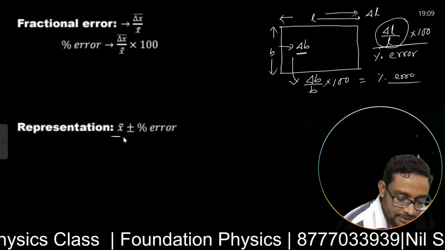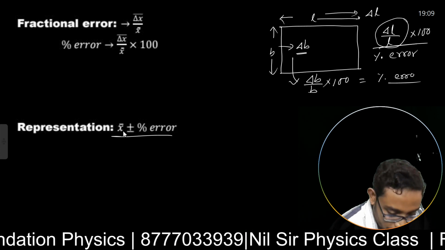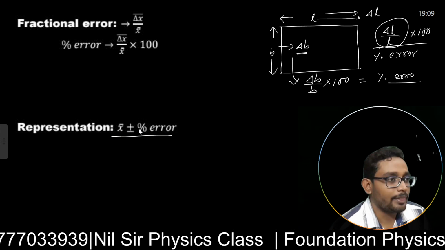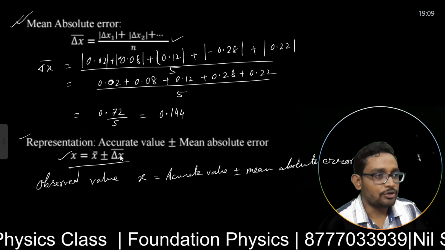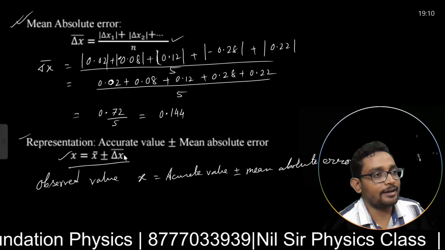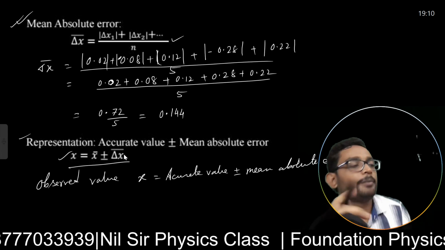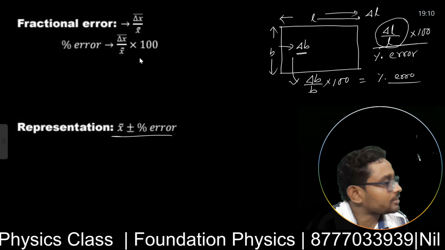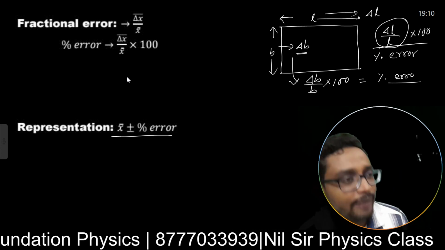So again, what is the representation? Your value plus or minus the error. So this measurement is in terms of error, not percentile error. You can also take the value in terms of percentile error: what percentage of error you made in the experiment. Then you calculate the percentile error and add it with your result or accurate value.